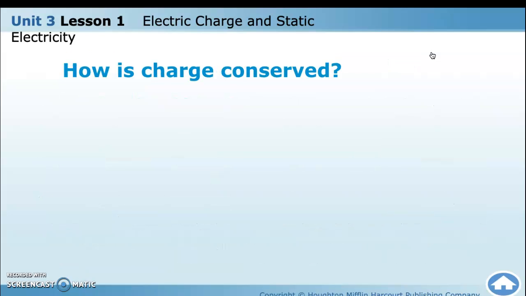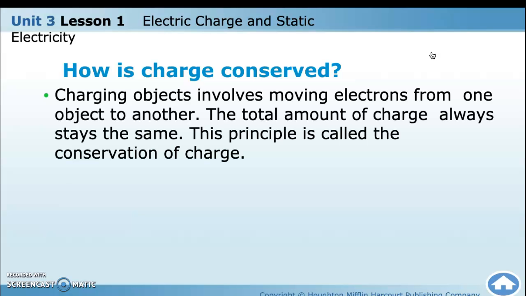And last thing, how is charge conserved? Charging objects involves moving electrons from one object to another. The total amount of charge that you have to start is going to stay the same no matter how many objects you decide to move the charge around to. And this is called conservation of charge.